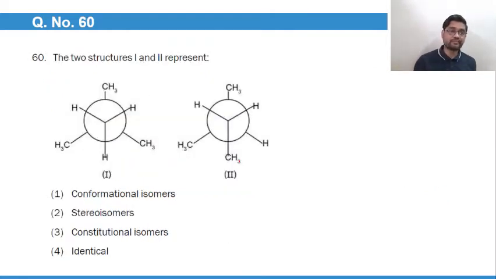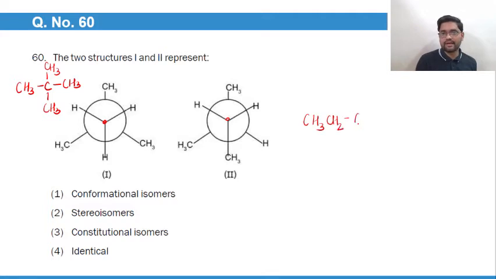60. The two structures 1 and 2 are. So let us draw these two structures. This is the front carbon atom. Let us draw the structure over here. The front carbon atom is CH3, bonded with back carbon atom, and back carbon atom consists of 3 CH3 groups. So it's a neopentane. What about this? If I see the structure, it is CH3, then comes the front carbon atom, that is CH2, then comes the back carbon atom, that is CH, and bonded to CH3.